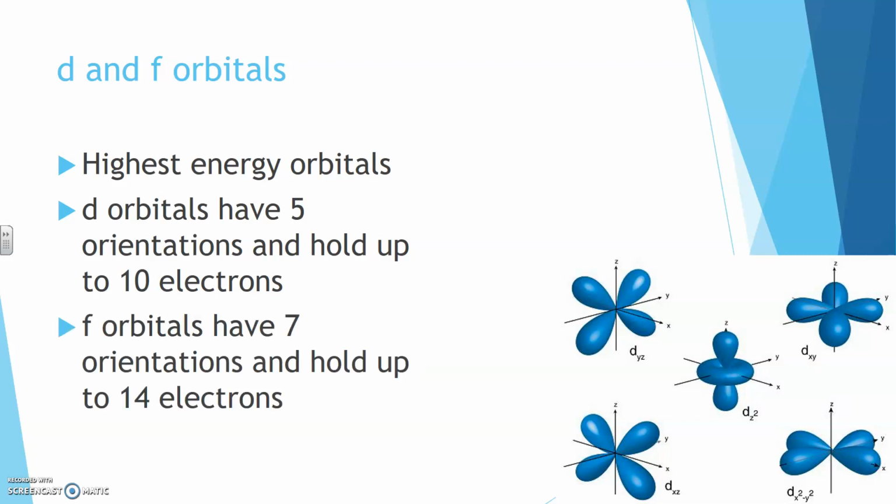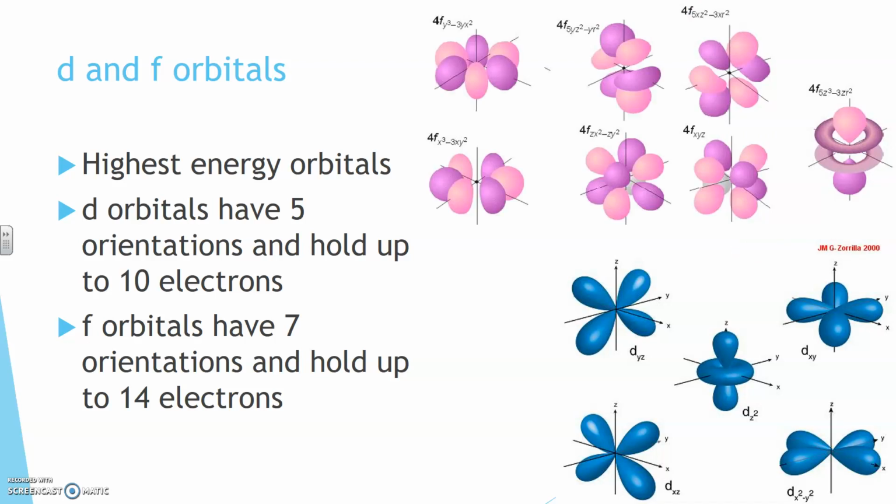Then you've got f orbitals. So if you think d orbitals are funky, wait until you see these. There are 7 different orientations for your f orbitals, and they can hold up to 14 electrons each. There you go. They look like Easter eggs. You'll also notice that they don't always come together at a single point. In fact, they usually don't.